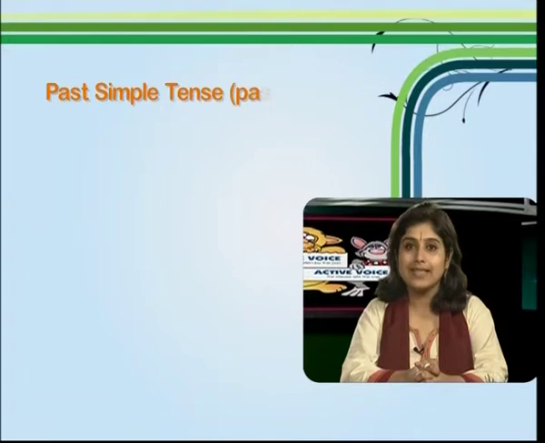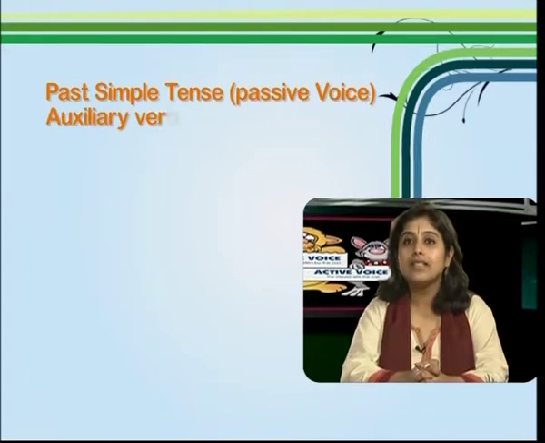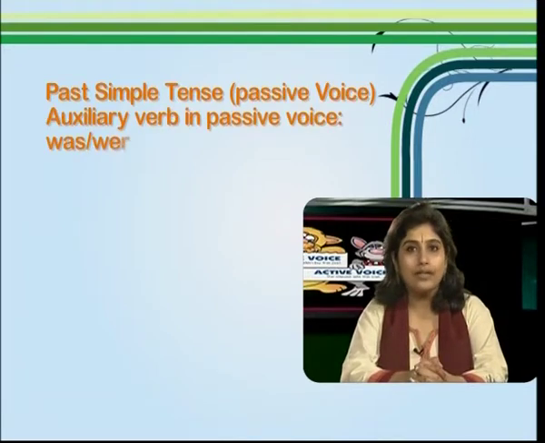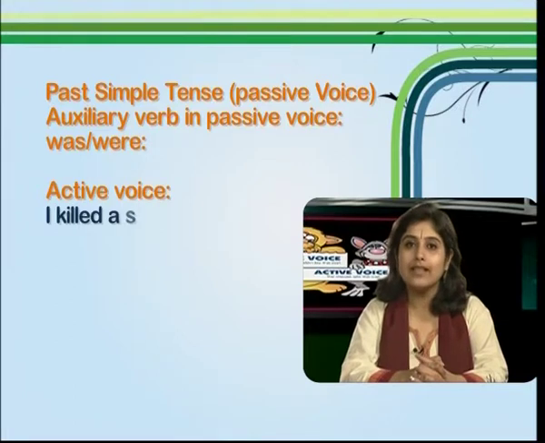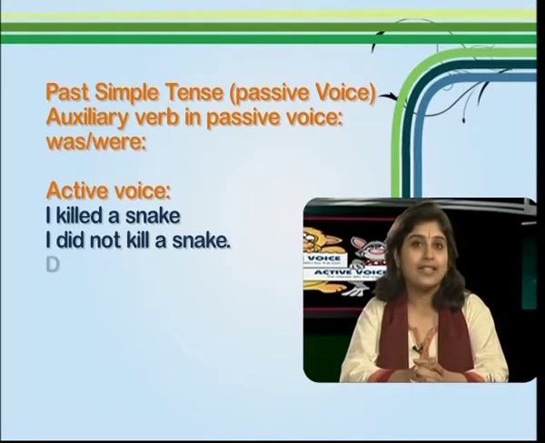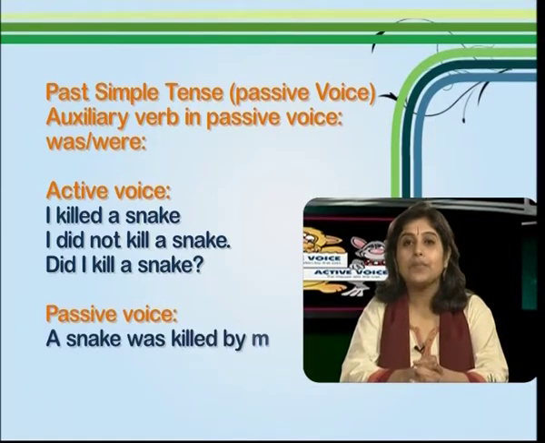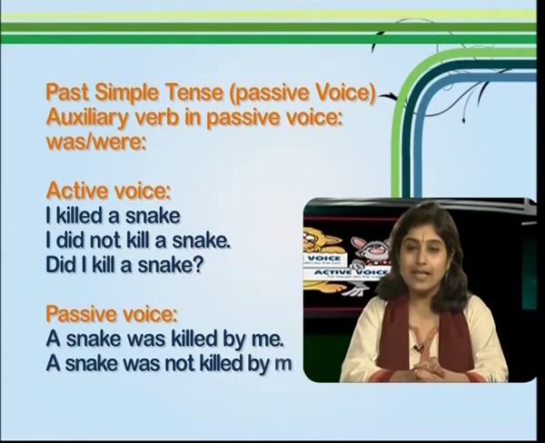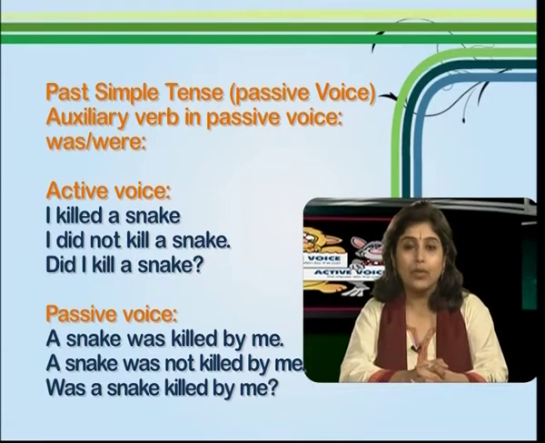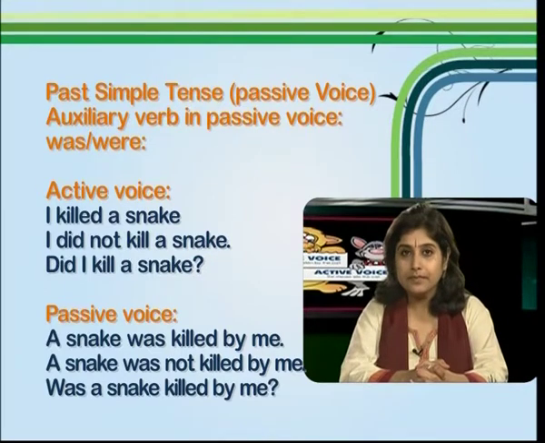Past simple tense in passive voice. Auxiliary verb in passive voice: was or were. Active voice. I killed a snake. I did not kill a snake. Did I kill a snake? Passive voice. A snake was killed by me. A snake was not killed by me. Was a snake killed by me?